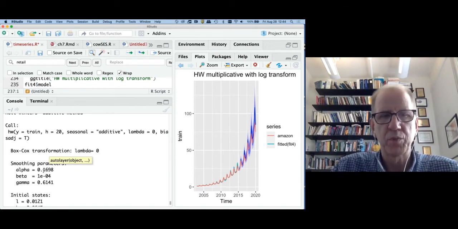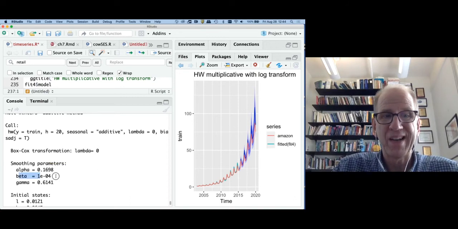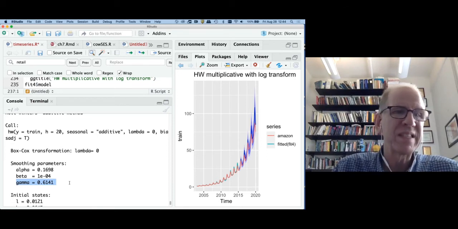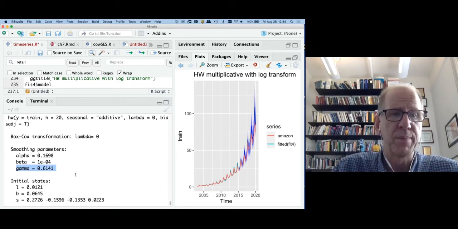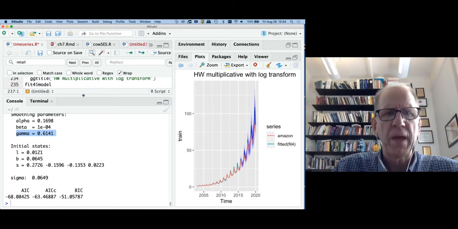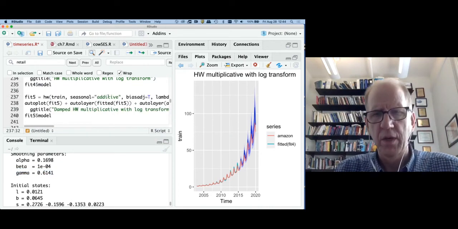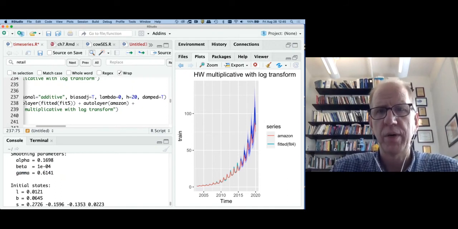We're not giving that much weight to the current observation. The slope is pretty much constant over time because we don't really need to give more weight to more recent observations. But the seasonal effects, we give quite a bit more weight to the most recent seasonal effect in this model. Well, I want to try one more model, and that is with a damped trend.